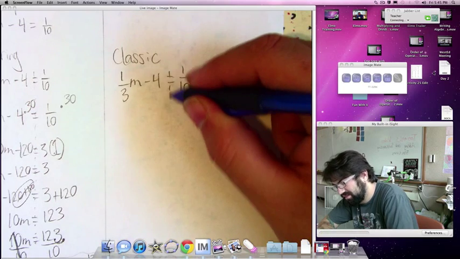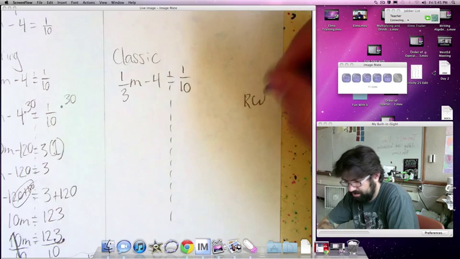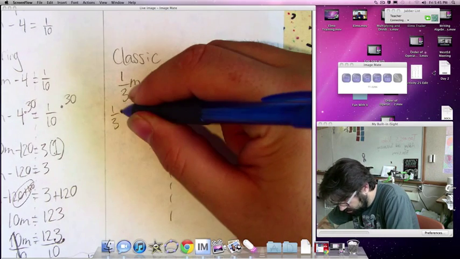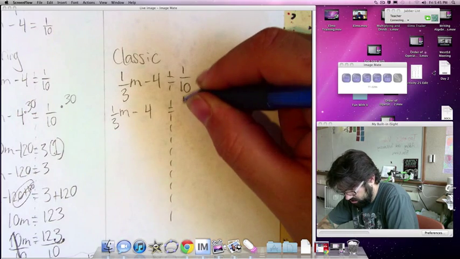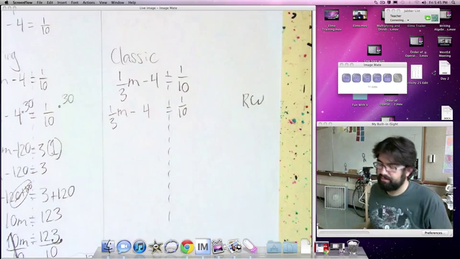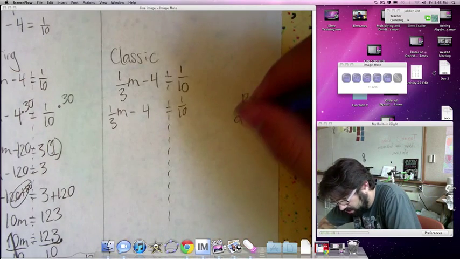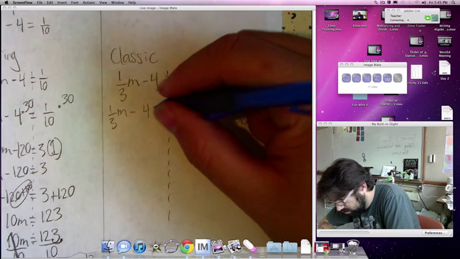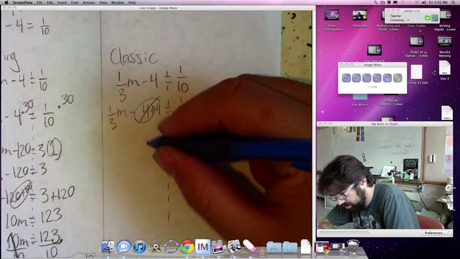Balance line. I'm going to rewrite. Okay. Opposite of minus 4 is plus 4, so I'm going to add 4. This is equal to 0.